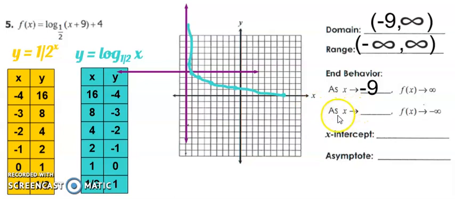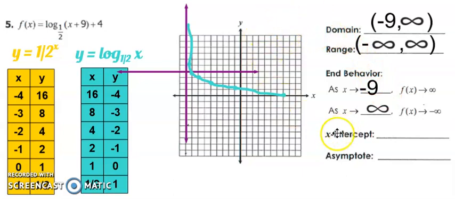The next end behavior we're going to look at is as x approaches positive infinity. Now as we move to the right, notice that the y values are going down. They're decreasing. So we're going from positive infinity, and as we move to the right, the y values go down towards negative infinity.